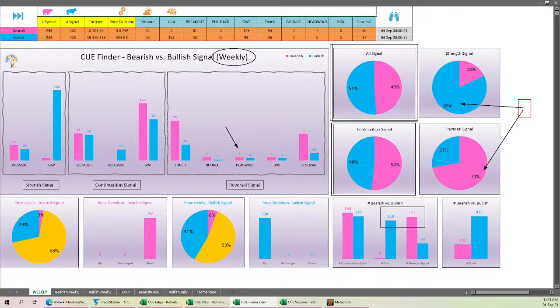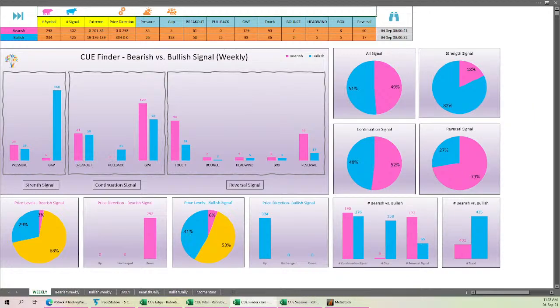Is there any alert from the number of bearish headwinds in the weekly interval? No, it's only 7, very small percentage, nowhere close to even 1%. So there is no alert shown by the weekly headwind signal, that is a reversal signal.